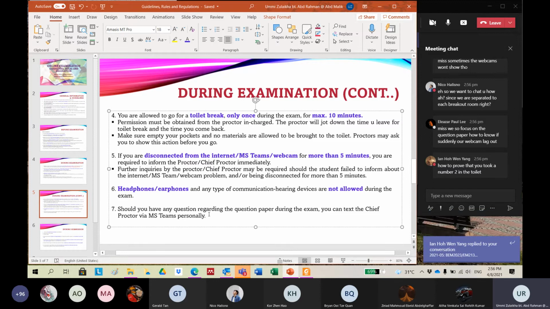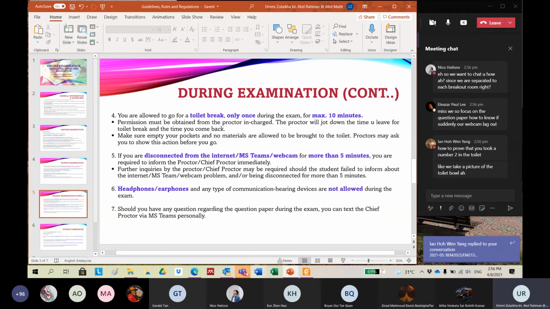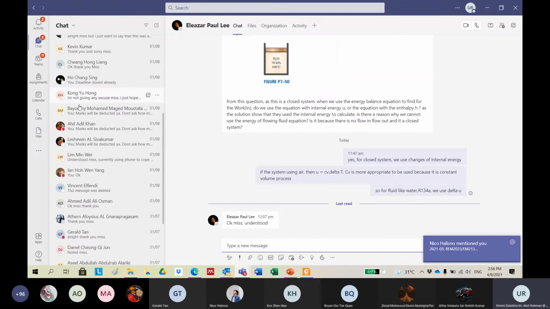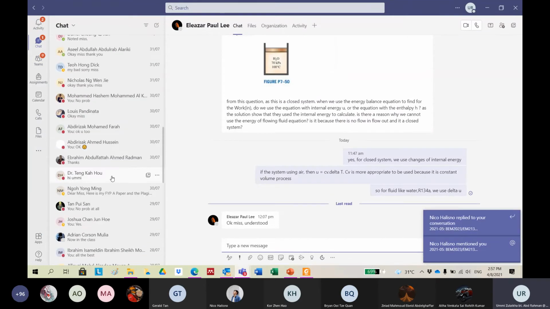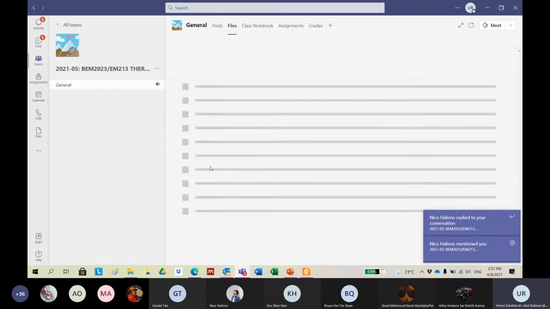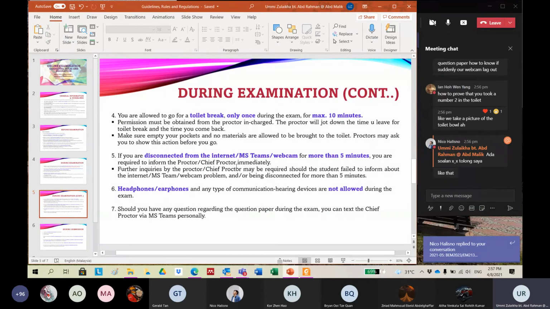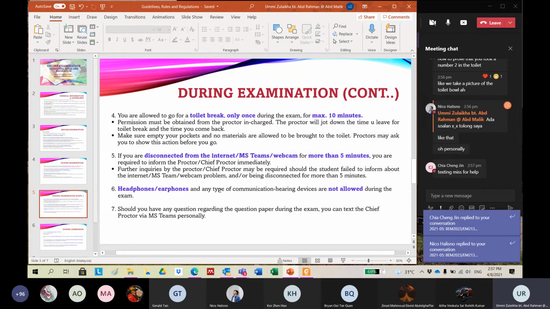Should you have any question regarding the question paper during the exam or any other issue, you can text the chief proctor via MS Teams personally. You know how to text me personally, right? You can see here there are so many chats. Here, meaning this is how you text me personally. Can? So I hope you guys are clear about this.